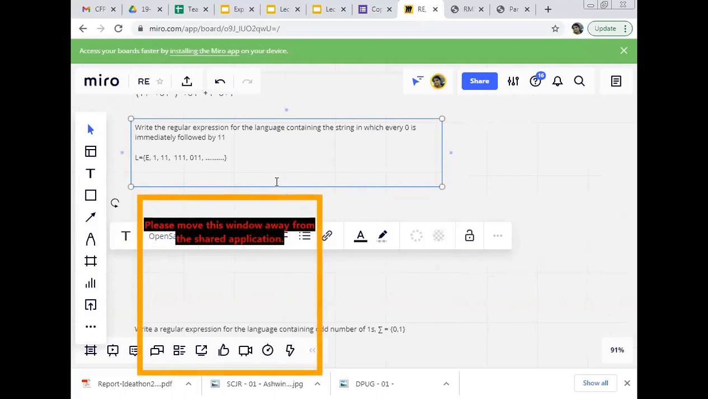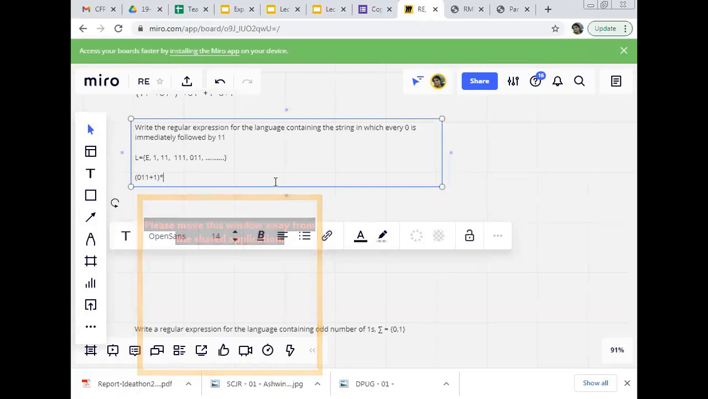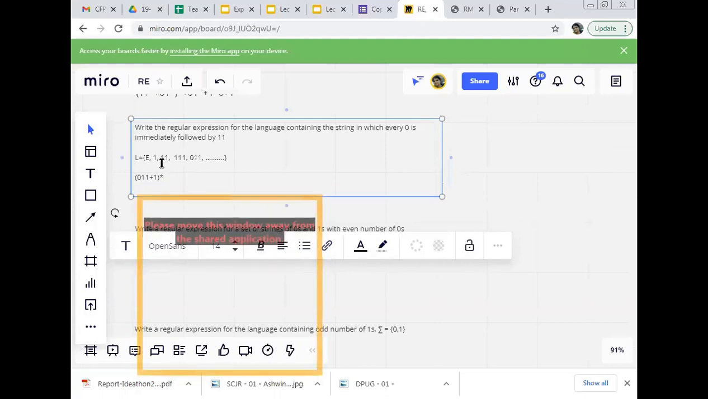Preeti says 011 or 1 whole star. Okay. Students, do you agree with this or do you have any other answer? 1 star 0 whole star. Rushikesh says there is another answer. Okay, 1 star 0, and you have given a whole star for this, right? And then followed by 11. Okay, any other answers, students?